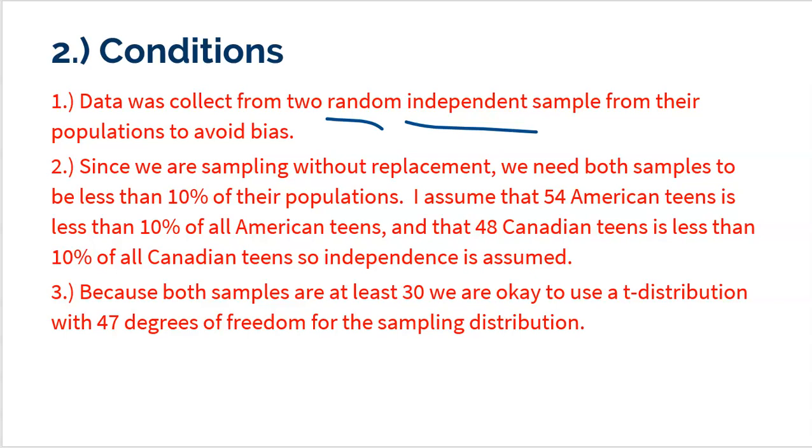Both samples are well over 30, so it's going to be completely okay to use a t-distribution, and I'm going to go ahead and use one with 47 degrees of freedom. So let me just review that real quick. Remember, for the Americans, I had 53 degrees of freedom. For the Canadians, I had 47 degrees of freedom, and the rule that we're going to use is we're going to use the smaller of those 2 degrees of freedom, so that's the 47.